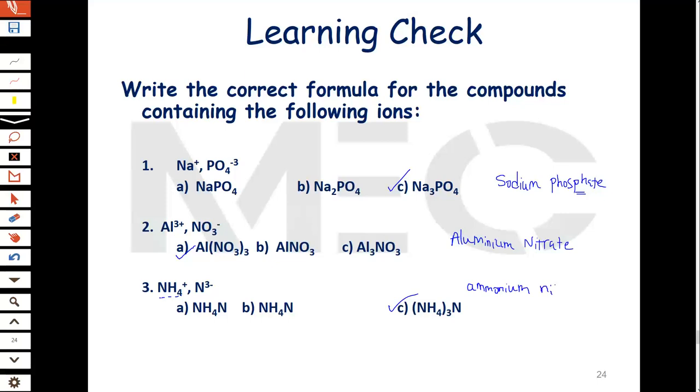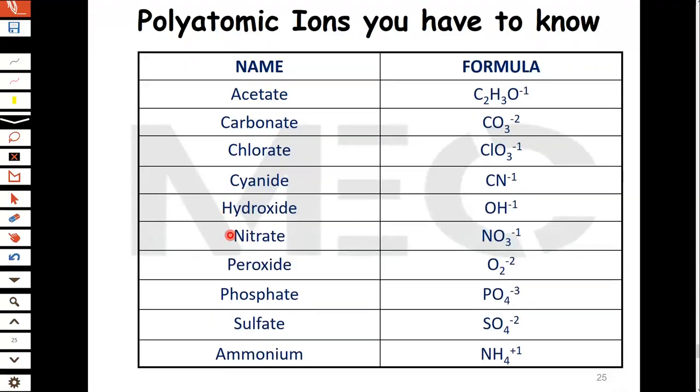Is it nitrate or nitrite? No, it is nitride because it is monoatomic. N3 minus is nitride. But NO3 minus is nitrate, and we'll learn how NO2 minus is nitrite. Okay. Names of some polyatomic ions here.